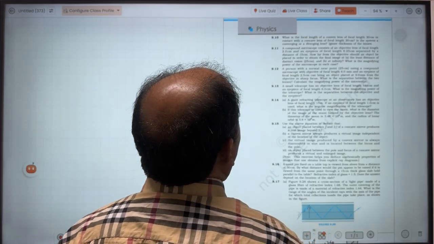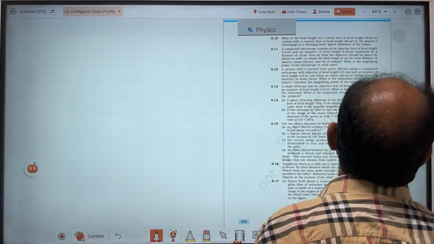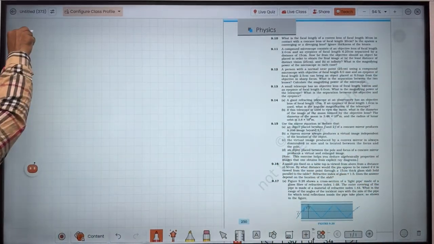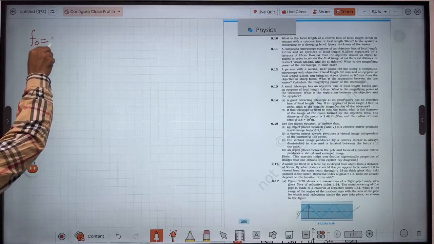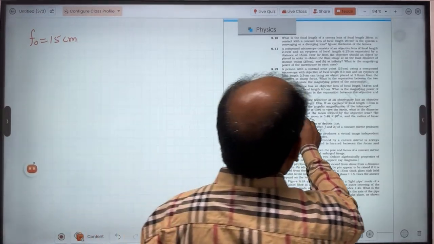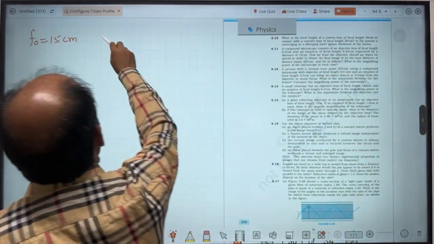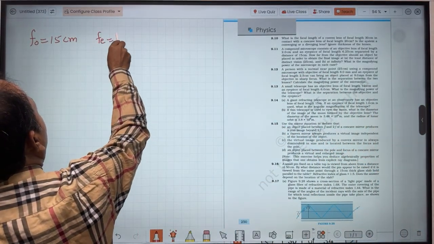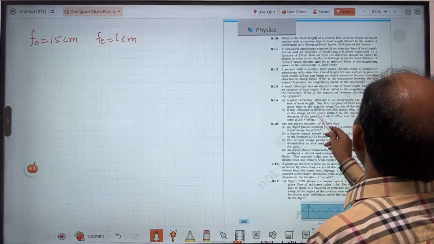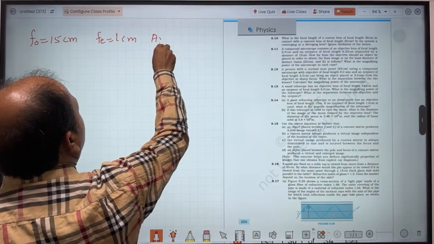Next question says a giant refracting telescope at an observatory has an objective lens of focal length 15 centimeter. So FO is given as 15 centimeter. If an eyepiece has focal length 1 centimeter, FE is 1 cm. What is the angular magnification of the telescope? Angular magnification is to be found.